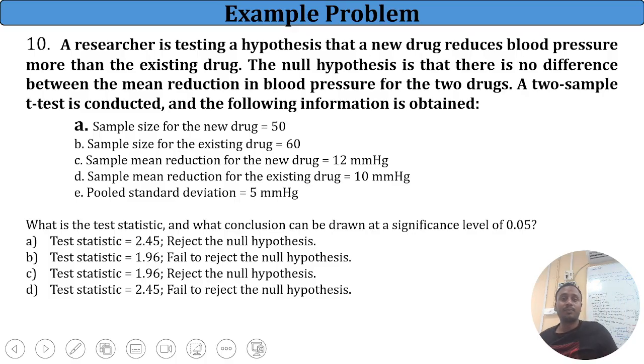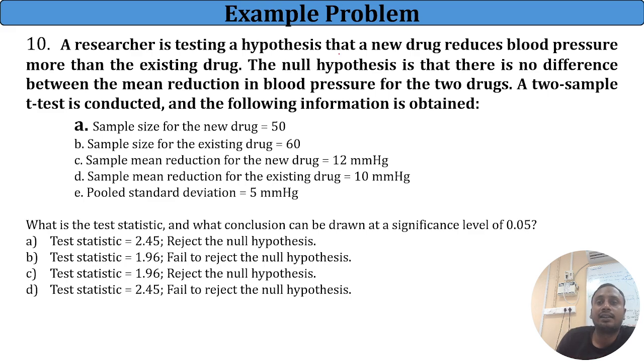So now we have some example. Just please solve it. A researcher is testing a hypothesis that a new drug reduces the blood pressure more than the existing drug. So the null hypothesis is that there is no difference between the mean reduction in the blood pressure of the two drugs. A two sample T test is conducted and the following information is given.